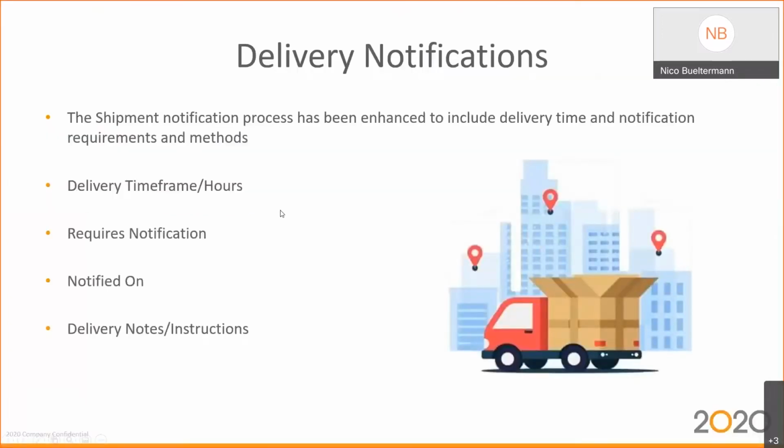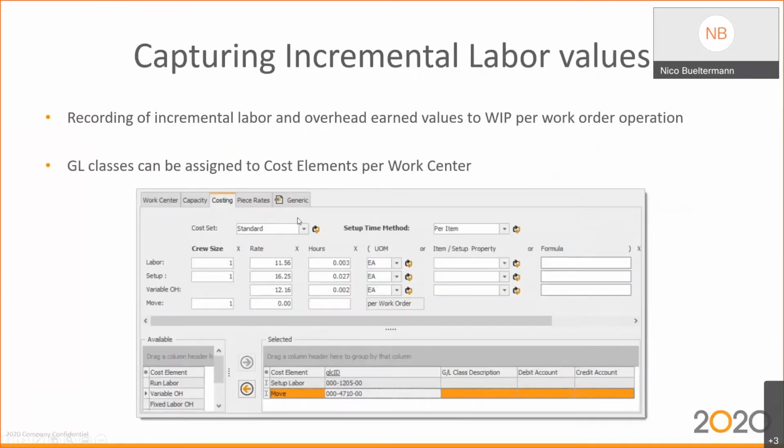So that's about delivery notifications. Our next topic is about finance and accounting, where we now provide a new functionality to record incremental labor and overhead earned values to work in progress per work order operation. So how does it work? We have added logic to the existing checkpoint scan behavior so that labor and overhead cost data is calculated by Insight and stored in the container operation labor values that then in turn can be used to create the GL entries into the accounting system.